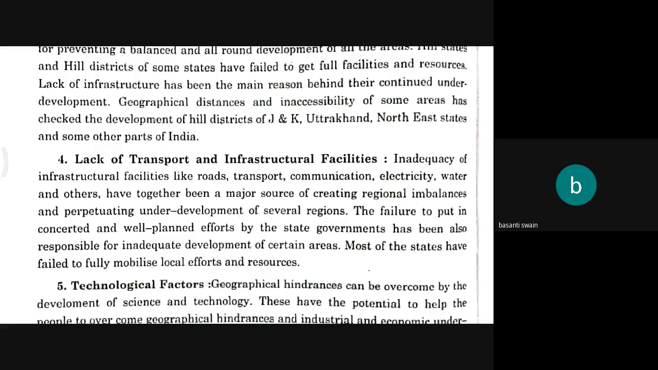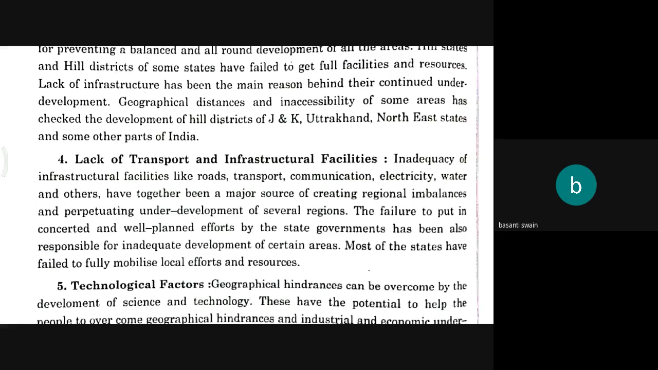Lack of transport and infrastructure facilities are also factors responsible for regional imbalance. How? The inadequacy of facilities like roads, transport, communication, electricity, water, and others has together been a major source of creating regional imbalances and perpetuating underdevelopment in several regions.